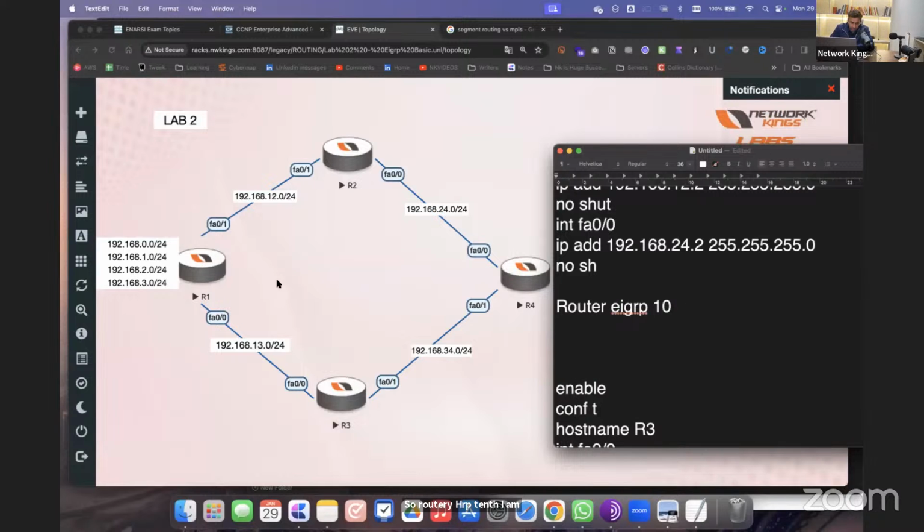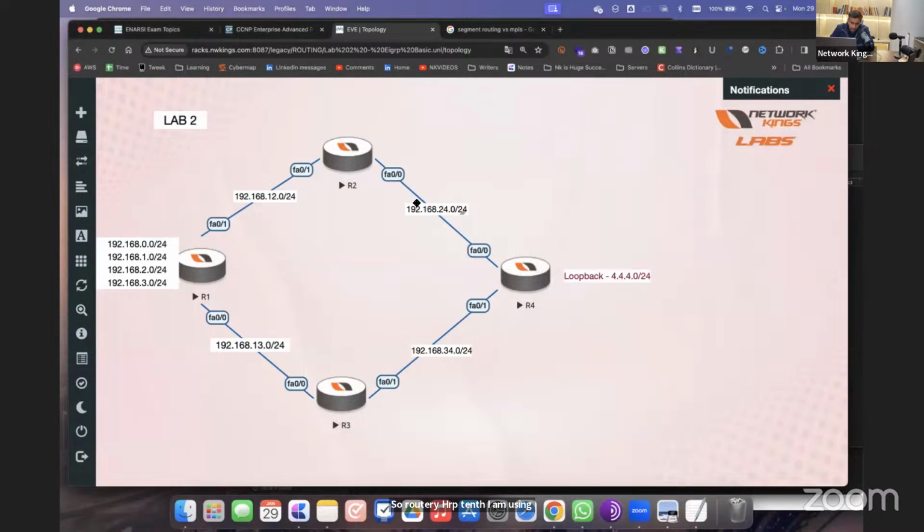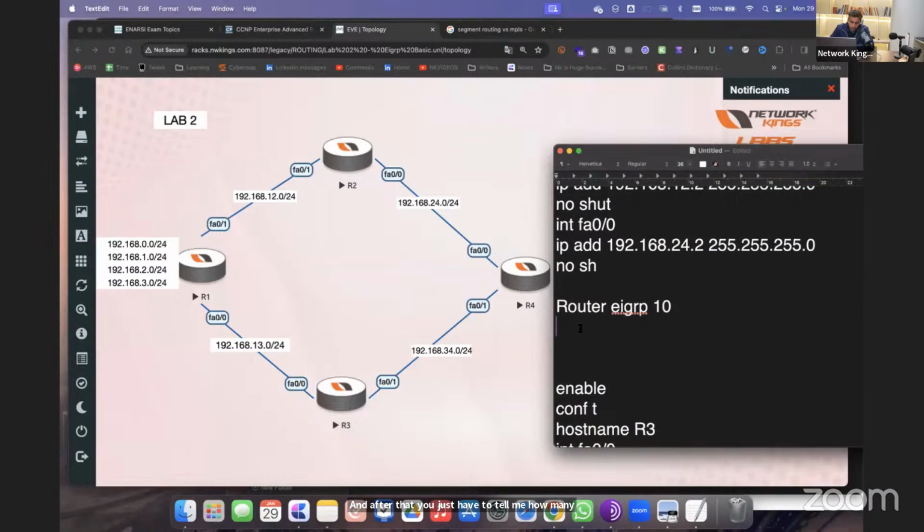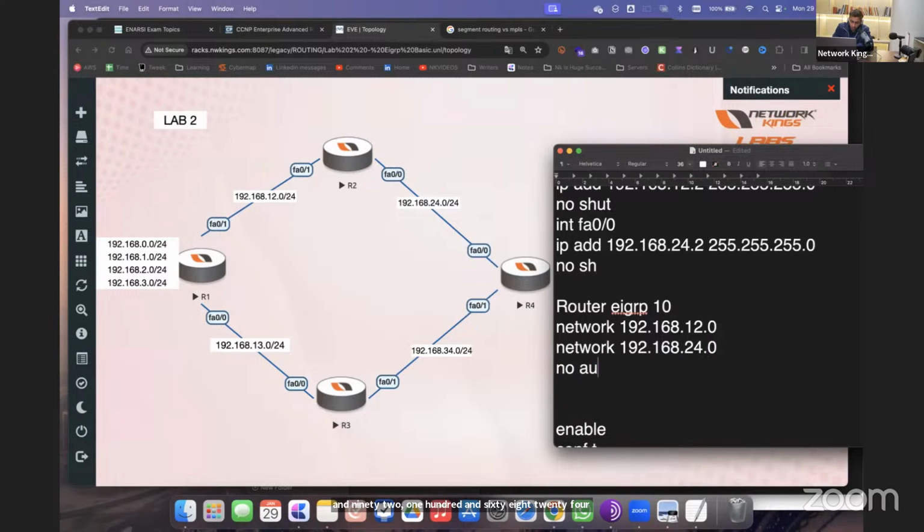After that you just have to tell me how many networks I have. अपने networks के बारे में बताना है. What networks do I have? 192.168.12.0, just type the network ID. Very good. And I have 192.168.24.0. Very simple. And then we just have to say no auto-summary.